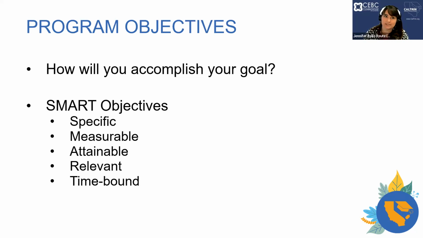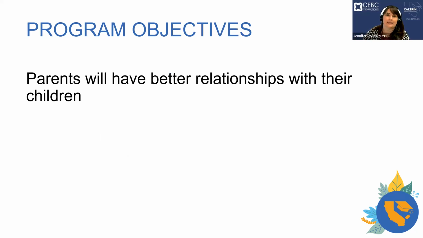Okay, so SMART. We're going to look at some examples now of how you would take an objective and make them SMART. So here's a perfect example of a very simple objective. Parents will have better relationships with their children. I saw a lot of FRCs and community-based organizations where it's clear you're working with parents and families. So this might be a simple objective, but the question is, is it actually SMART?